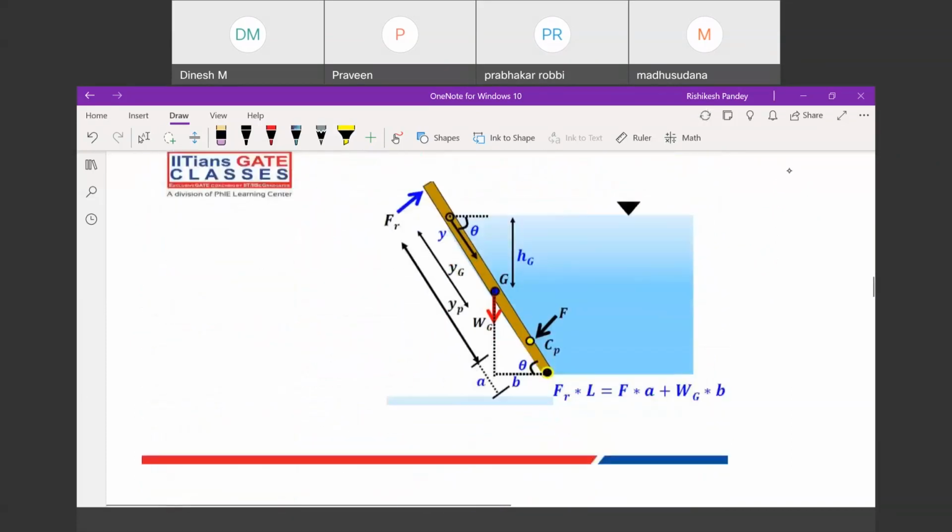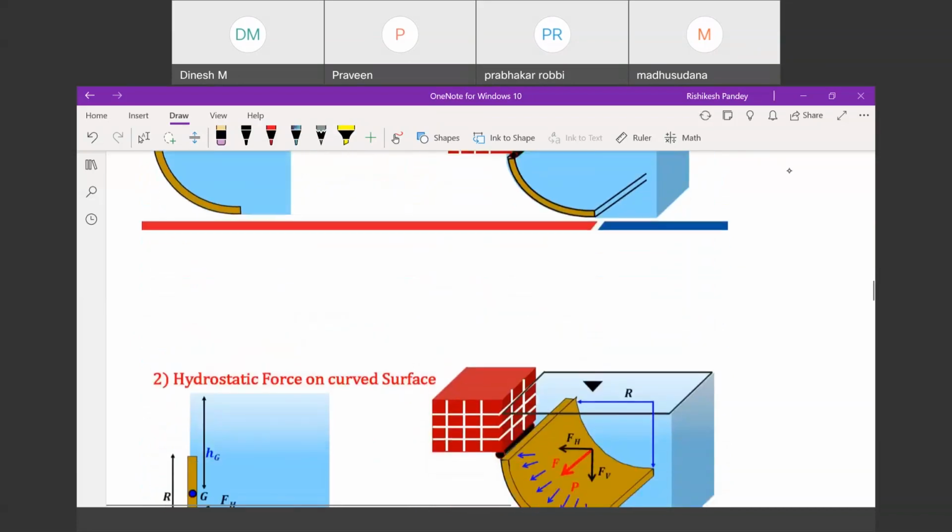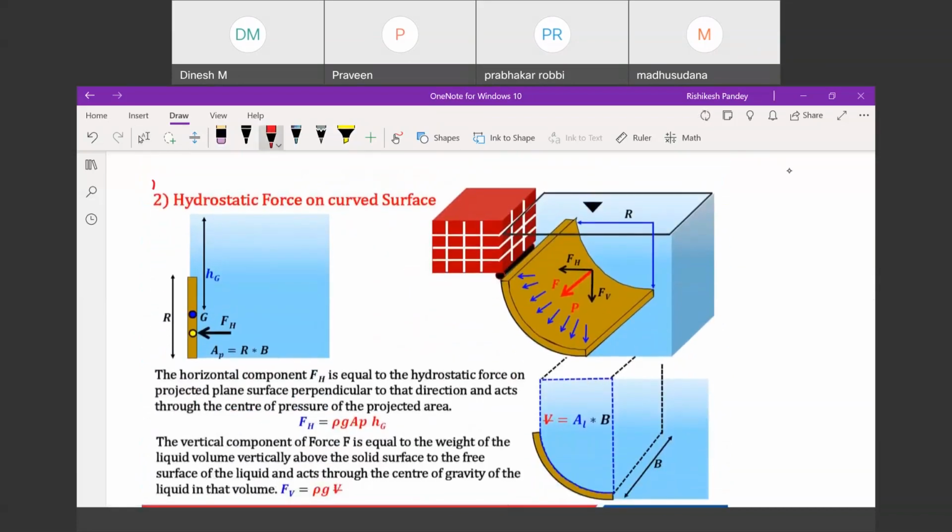Now the third category we have is hydrostatic force on a curved surface. So now we'll study the curved surface. Curved surface means when you see from this side, you'll be able to see this curve. Now you can imagine that this is a part of a cylinder.